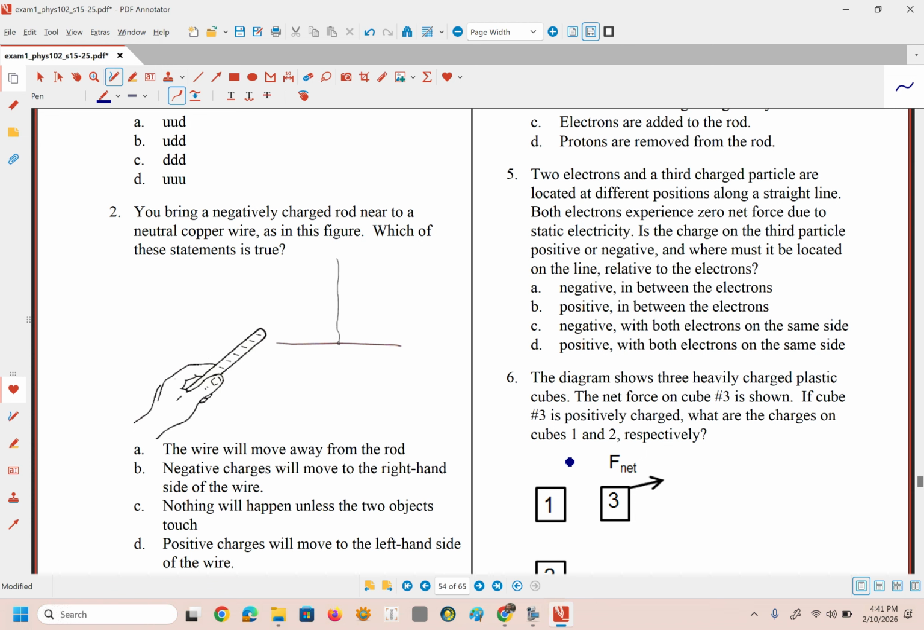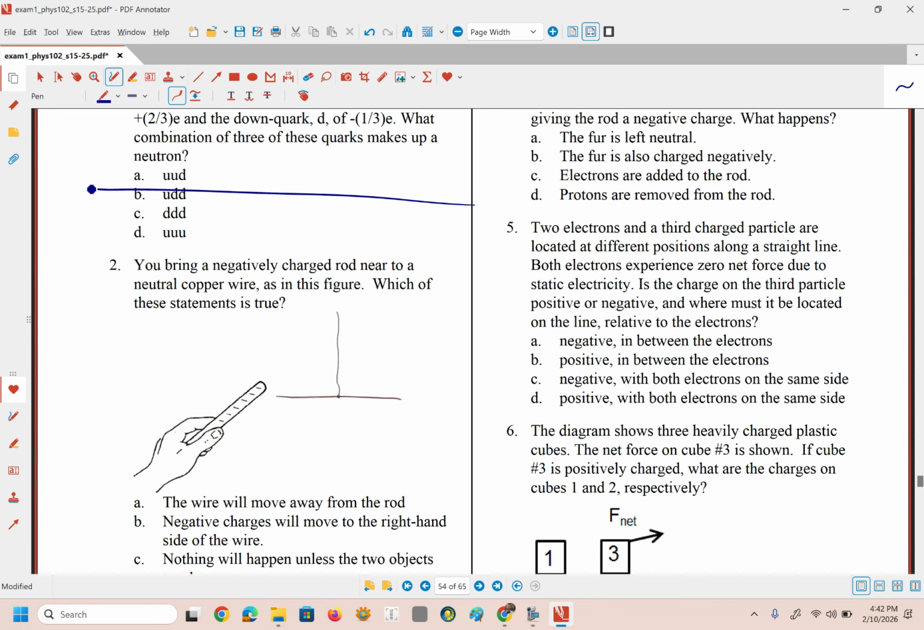Okay, 2 electrons and a third charged particle. I'm going to draw a line right here. 2 electrons. I have a negative particle right here and a negative particle right here. And a third charged particle are located at different positions. I don't know where the third particle is. I want to know where the third particle is and what is the charge.